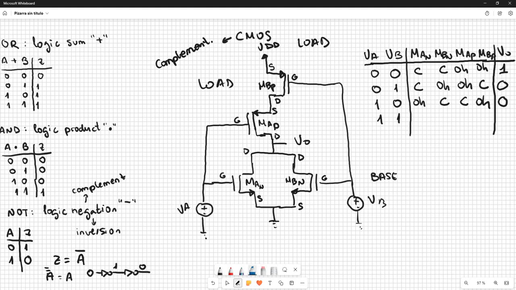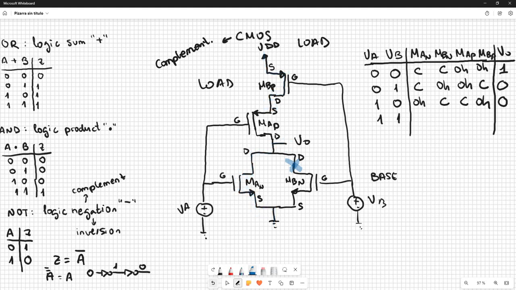Why? Because of this, we have the B transistor cut, but the A transistor open. And here in the load part, we have the A PMOS cut. So the supply voltage cannot reach the output, but the ground voltage can use this way to reach the output. So we have a 0.